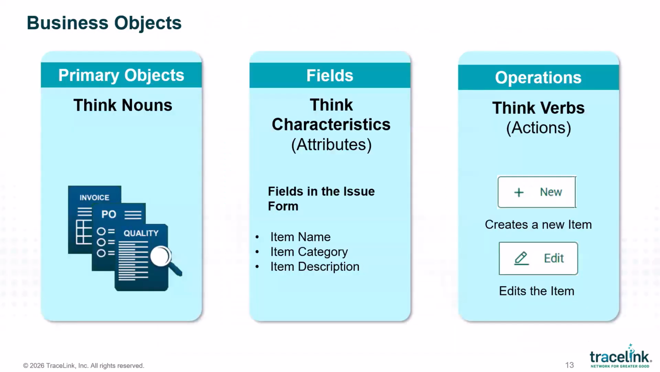Let's take a closer look at the business object layer. We define and configure primary objects. These refer to the things users manage and are familiar with. Business objects represent the domain of an application such that users intuitively know what to do when working with them. For example, item, work item, etc. Fields. The fields refer to the characteristics of the business objects. For example, item name, item category, item description, etc. And lastly, operations. The operations refer to the actions a user can perform on a given business object. For example, buttons or options on the screen like new item, edit item, etc.